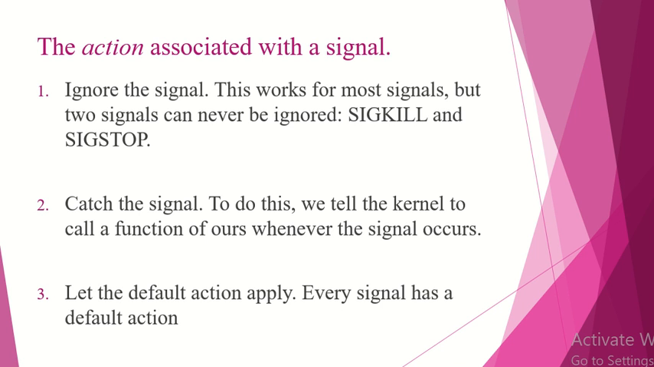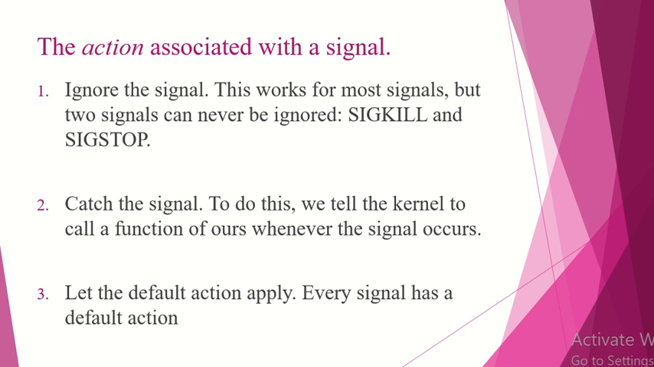Here are some actions that are associated with a signal, mainly three actions: ignore the signal, catch the signal, or let the default action apply. Ignoring the signal works for most signals, but two signals can never be ignored. If we want to ignore a signal, we can ignore it easily, but in Unix or Linux, SIGKILL and SIGSTOP, these two signals can't be ignored. So this action is performed with all signals except these two.